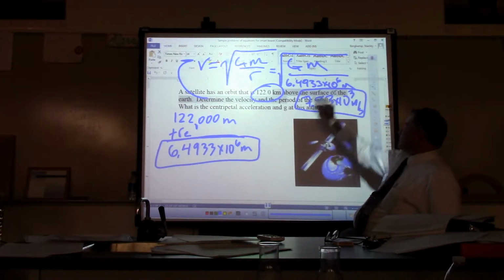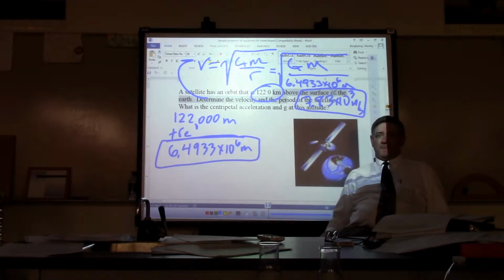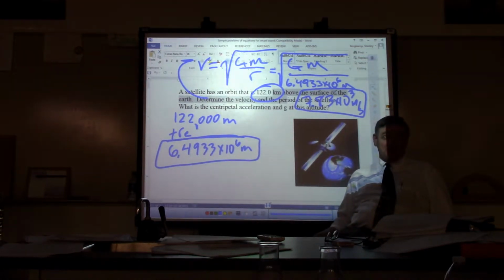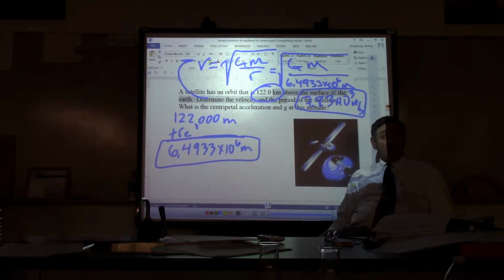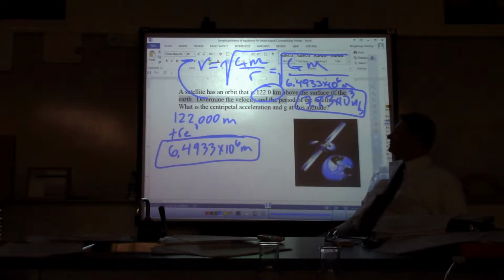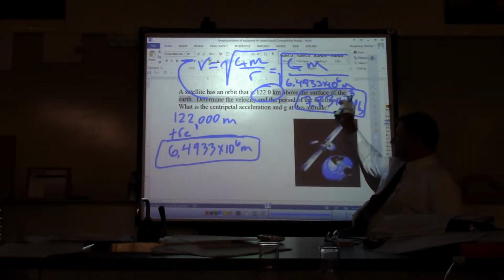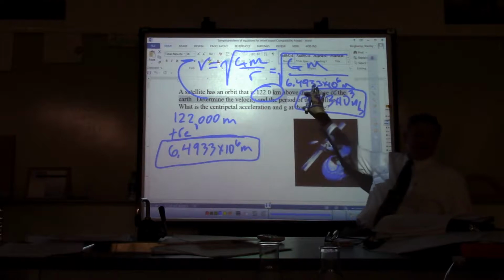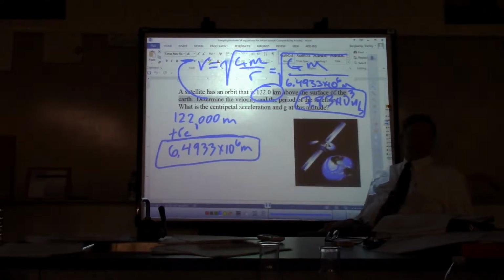Ballpark. Everybody cool with that? If you punch these numbers into your calculator and you can't get this, figure out what you're doing wrong. You used the mass of the Earth? Yes, because this is the surface of the Earth. Is that 7.83? Yeah? Alright. Everybody cool with that?